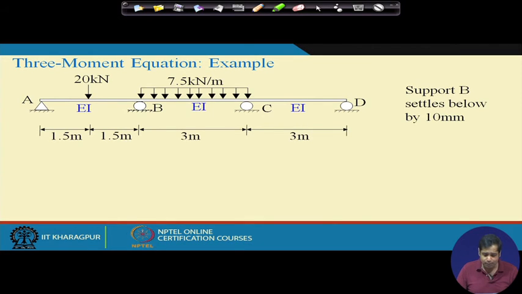Now, this is one example, the same example as the previous one, but in this case, in addition to the externally applied load, the support B settles below by 10 mm.